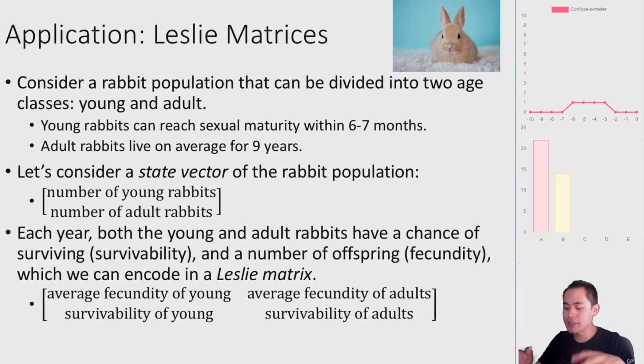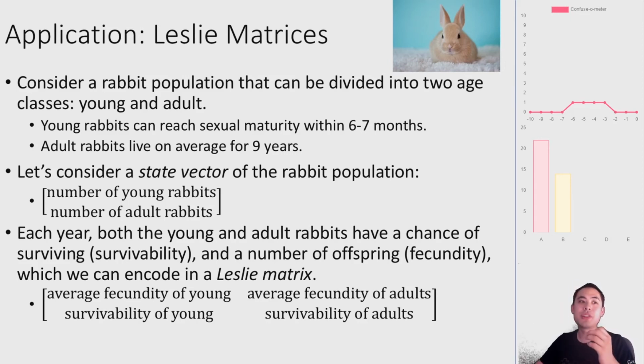So fecundity is just the number of offspring you get. And so young rabbits, because they reach sexual maturity within half a year, over the course of a year, they may still have kids. And of course, adult rabbits are definitely going to have kids. And then you also ask how many of them survive. So the number of kids in the next generation is going to be the number of the young rabbits times how many kids they have, plus the number of adult rabbits times how many kids they have. And the number of adults in the next year is going to be how many adults survived, plus how many young survived. And so we're basically encoding all this information into these matrices.